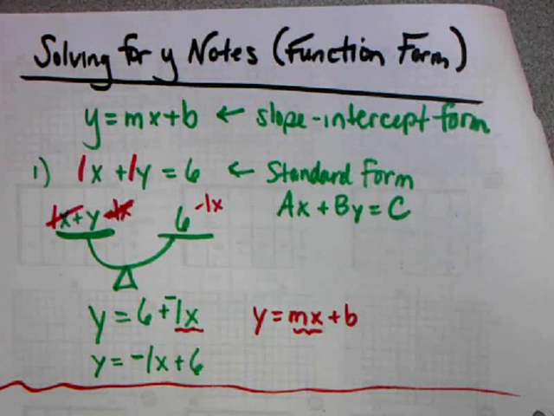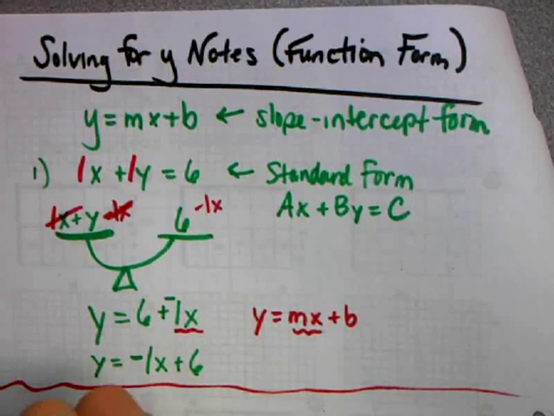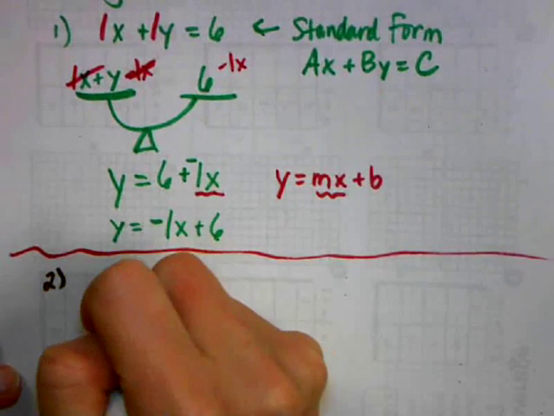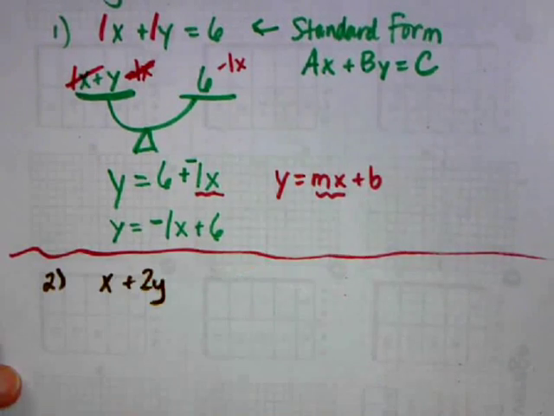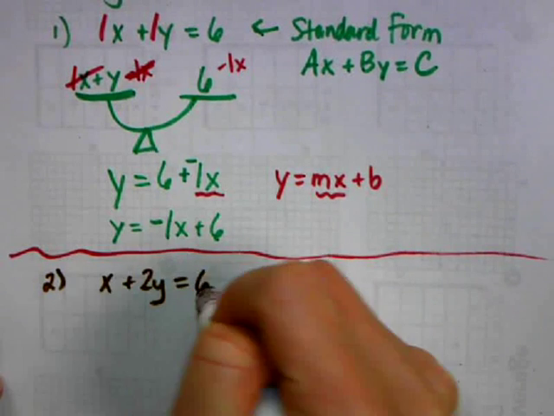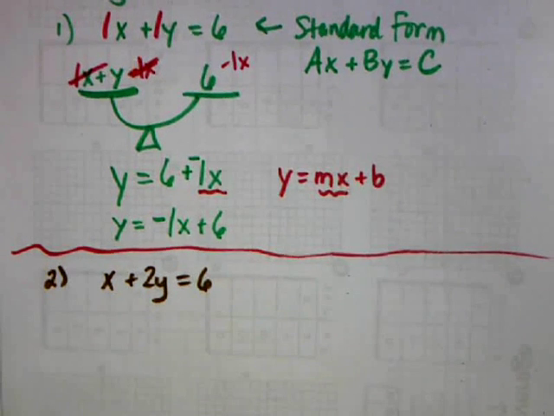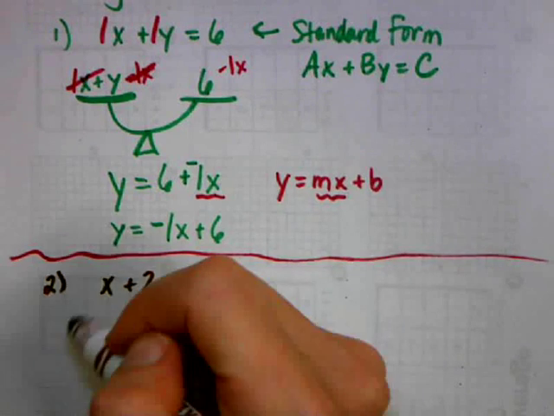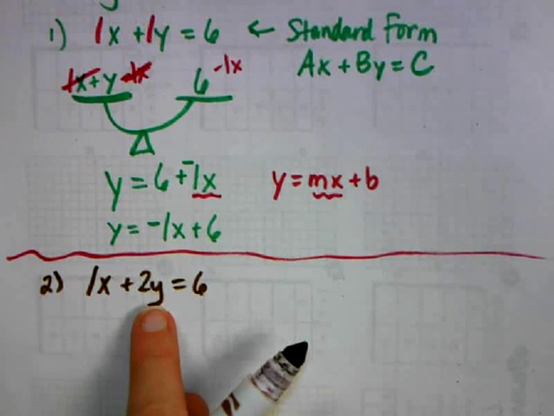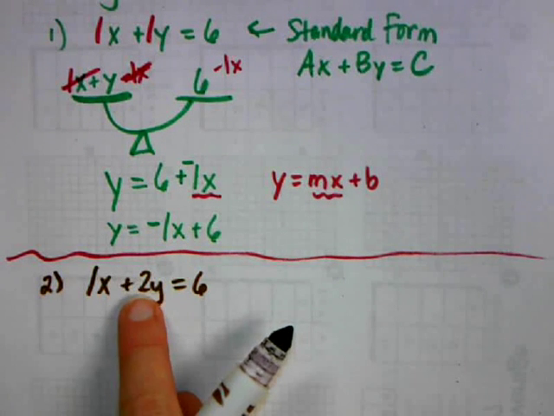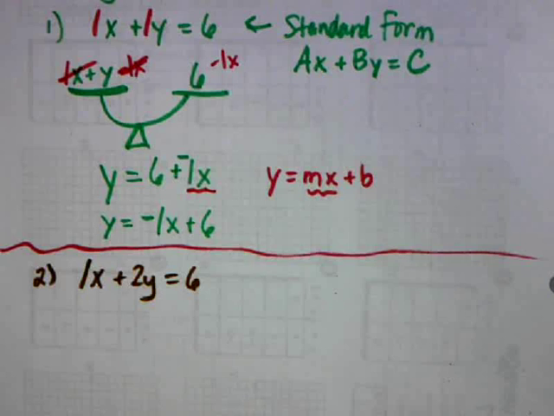We're going to do another example here, so scoot your paper up. Let's do example number 2. It's x plus 2y equals 6. Okay, so is it in slope-intercept form, which is y by itself? No, it's not. Well, what's happening? Two things are happening. 1x is being added to it, and the y term is also being multiplied by a 2. The y is being multiplied by 2.